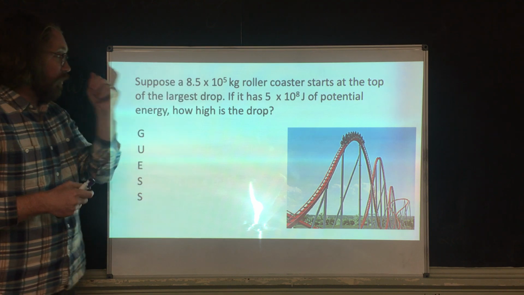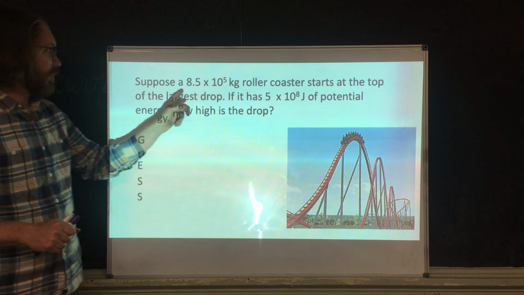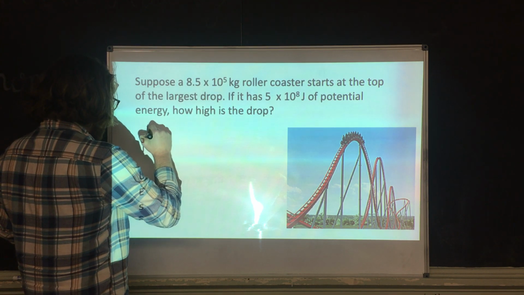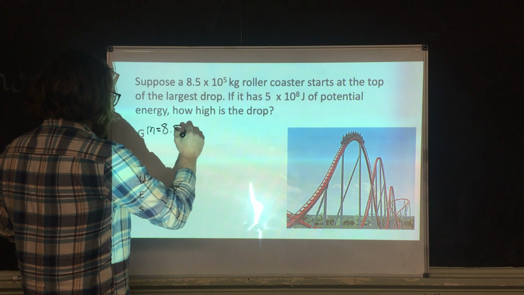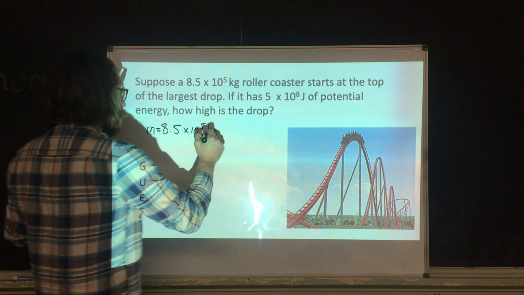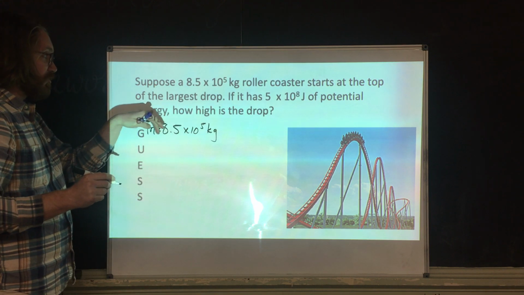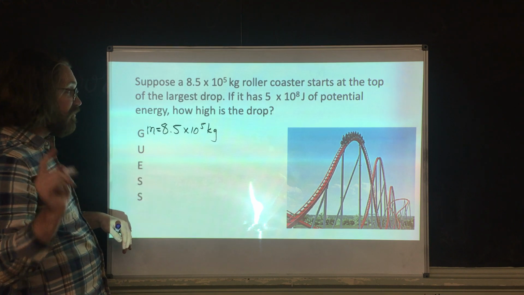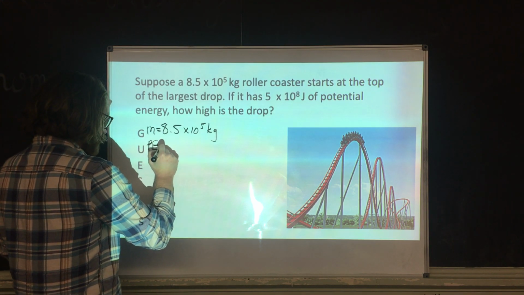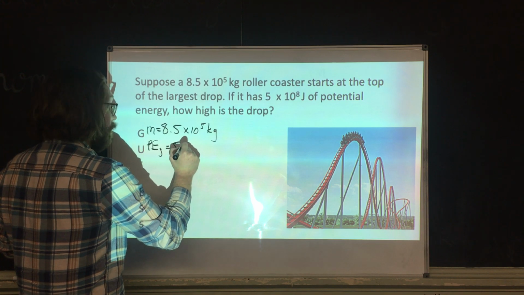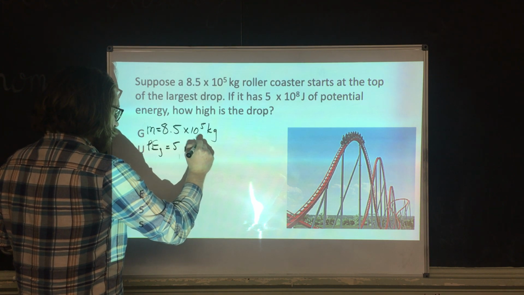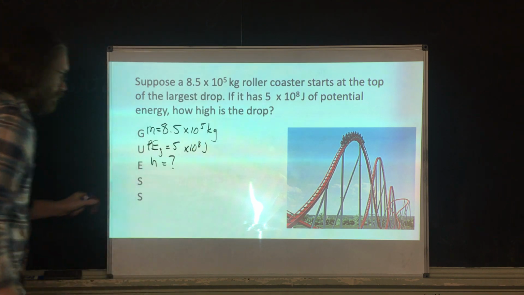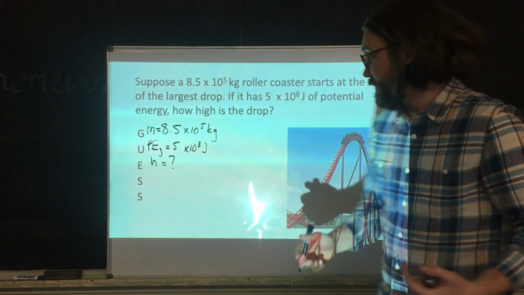All right, so we have a roller coaster. Let's just write down what we know about the roller coaster. The roller coaster's mass is 8.5 times 10 to the 5th kilograms. It starts at the top of the largest drop. It has 5 times 10 to the 8th joules of potential energy, so I know my potential energy due to gravity is equal to 5 times 10 to the 8th joules. We're trying to figure out how high it is. So what's my height? All right, again, write down your equation.